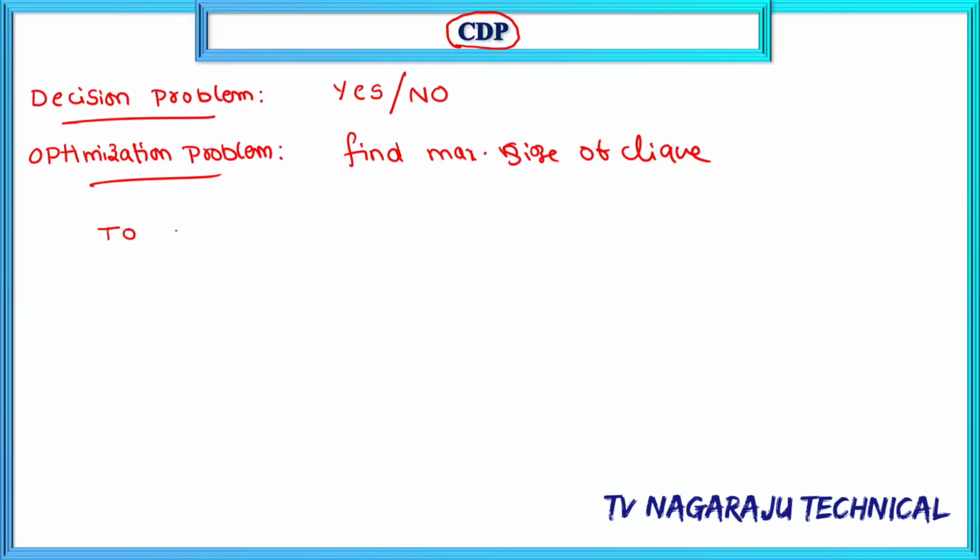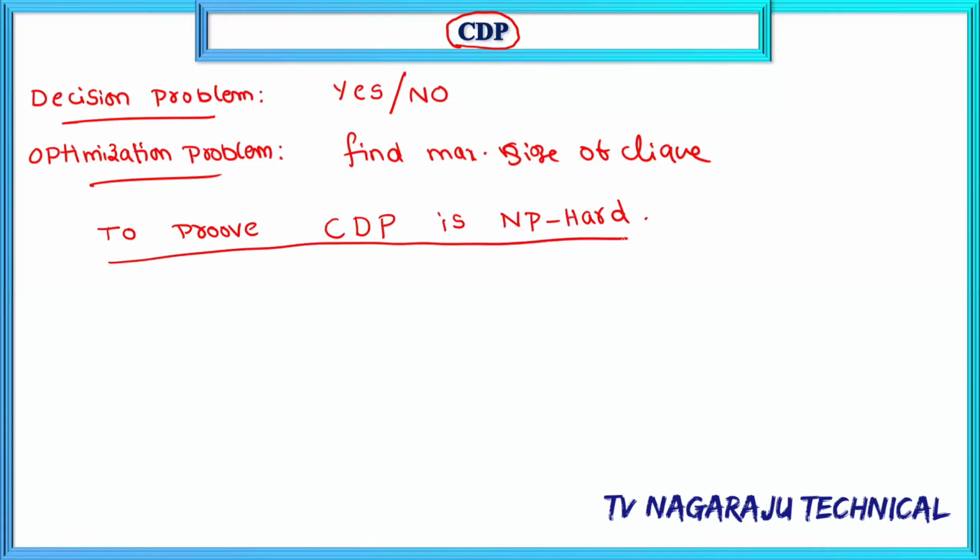Our aim is to prove CDP, clique decision problem, is NP hard. This is our given problem. The question is, how do we prove a problem is NP hard or not? We already discussed. Directly it is not possible. So for your understanding, I explain one more time.